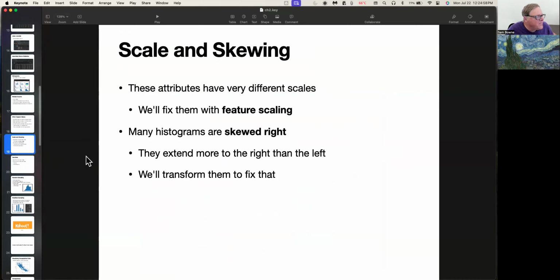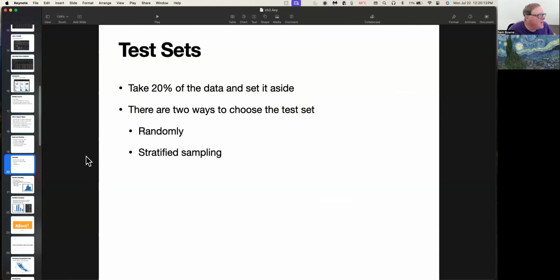And scaling is a big issue. If you want to deal with attributes that have a different scale, especially if they're in the output values, then one parameter might be far more important than the other, and you have to make sure that's what you really want. So you often have to transform things. And we talked about this before. You take 20% of the data to make a test set.